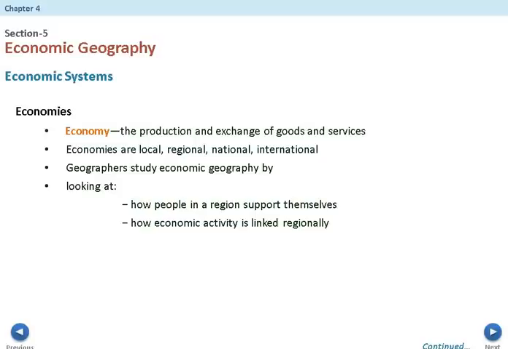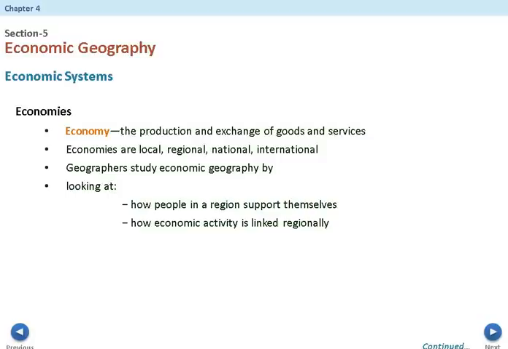So we have gone through Chapter 4 and we've talked about different things. We've talked about our politics. We've talked about kind of how suburbs emerge and the cities and things like that. Culture, when we talked about Chapter 4, Section 1. Today we're going to talk about the economy and economics.